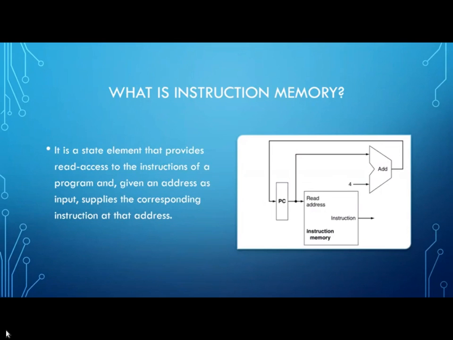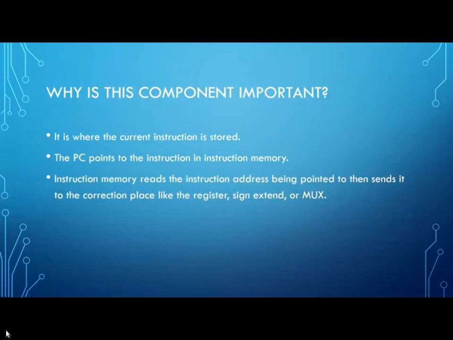So where I started: what is instruction memory? The definition I found is that it is a state element that provides read access to the instructions of a program, and given an address input, it supplies the corresponding instructions for that address. It only stores the instructions. It doesn't write or anything like that, it just reads in the instructions, and then it'll output them wherever they need to go.